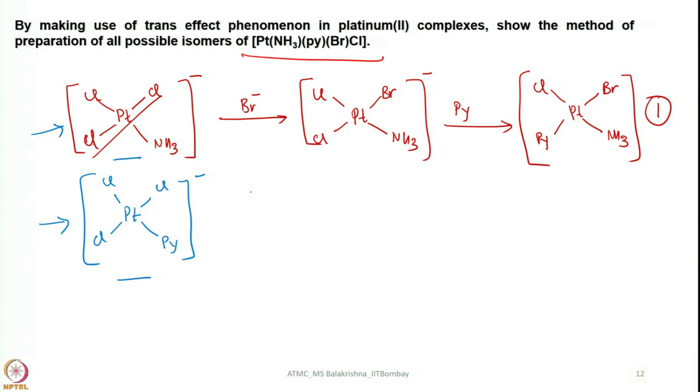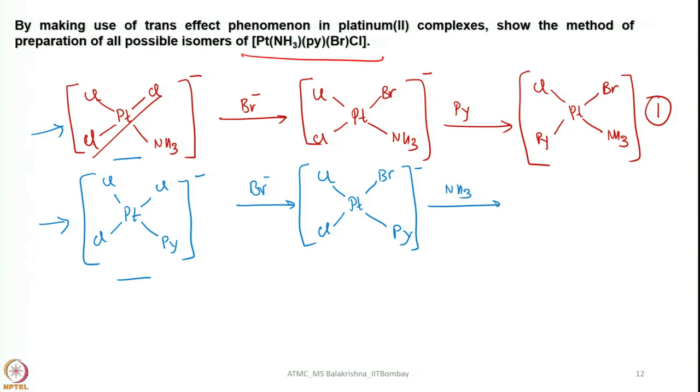Now, again I shall add bromide here. Again no changes, we end up getting something like this, but we have pyridine here and we have chloride here. Again this is anionic. Now, I am adding ammonia. Of course, now you should be able to tell where ammonia goes, and again bromide will direct ammonia to a position trans to it. And this is the second isomer.